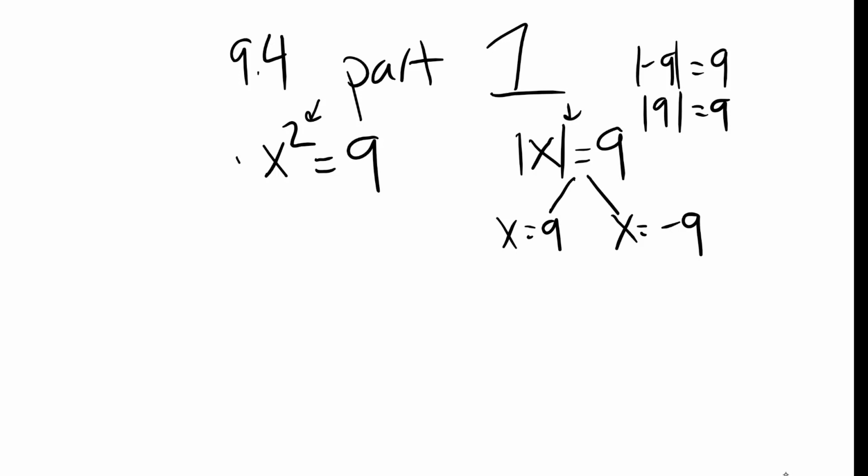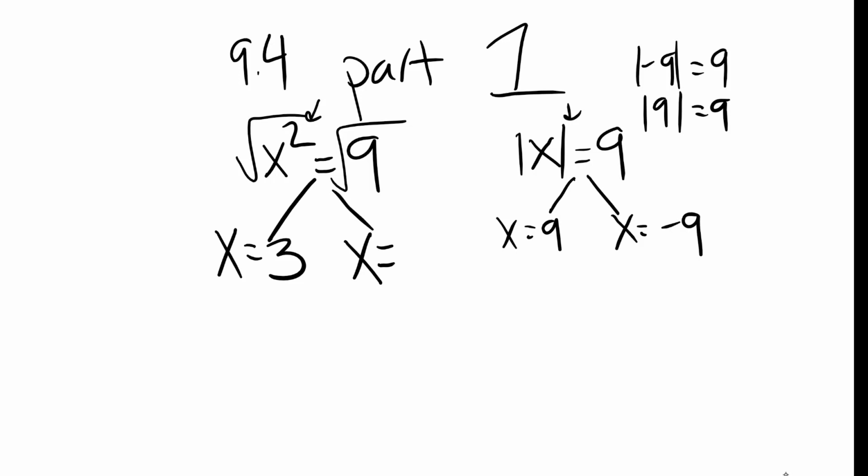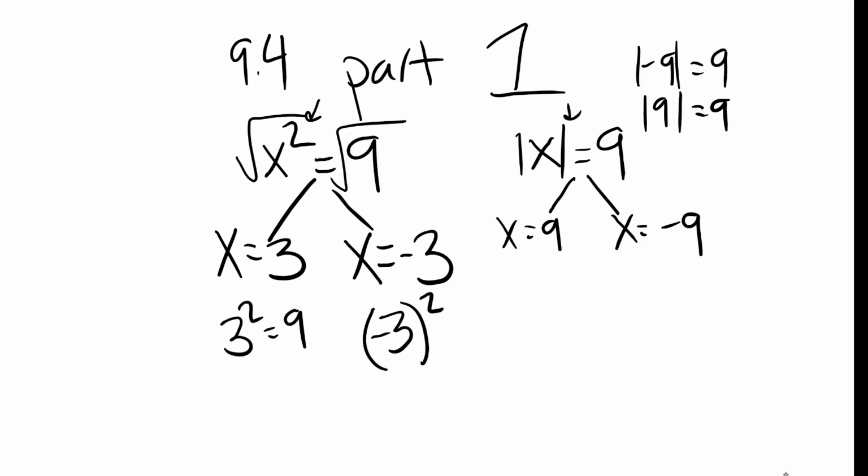When I go and square root both sides of this equation, one of my answers is going to be x equals the square root of 9, which is 3. And my other answer is going to be x equals the negative square root of 9, which is negative 3. This is because 3 squared is 9, and negative 3 in parentheses squared is 9. Negative 3 times negative 3, the negatives cancel, and we just get back to a positive 9. And so these are the easy types of questions.